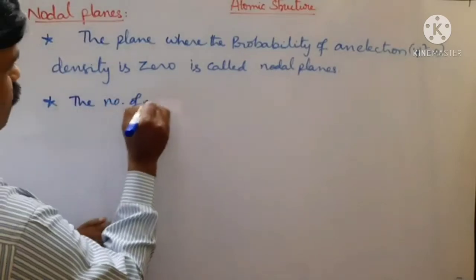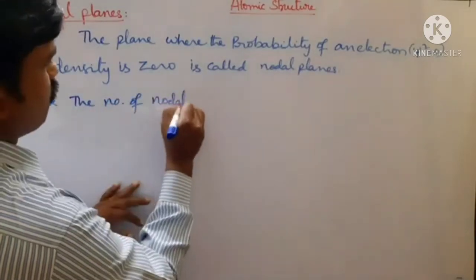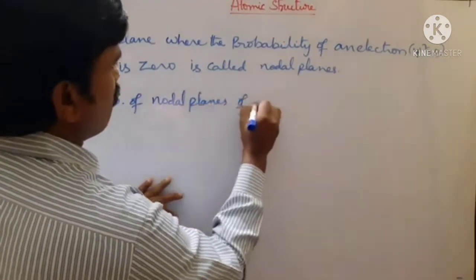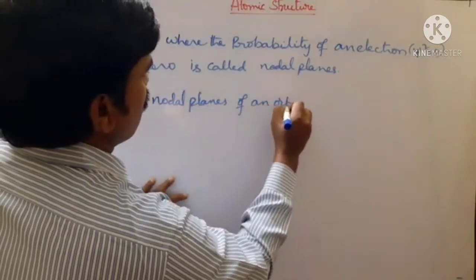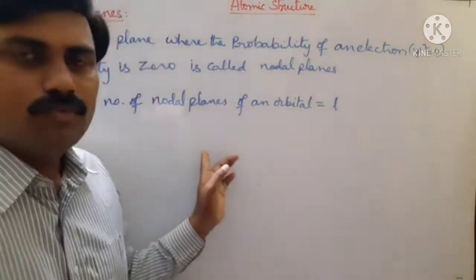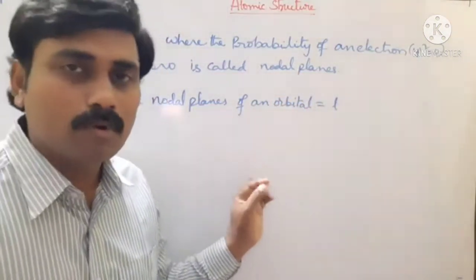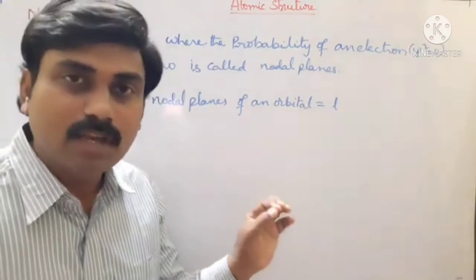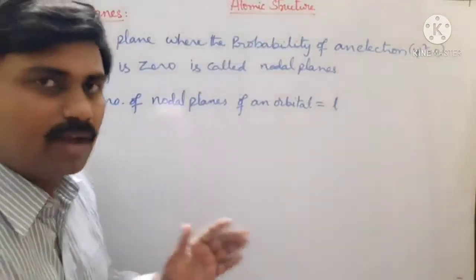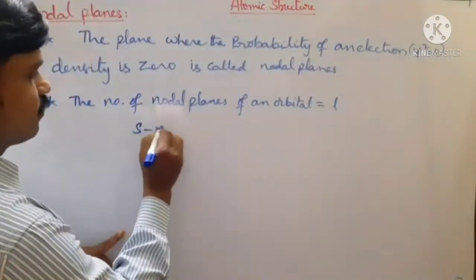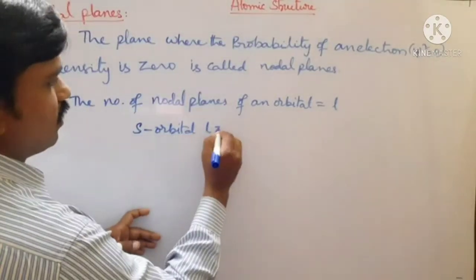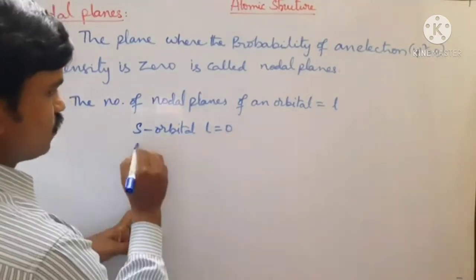The number of nodal planes of an orbital is equal to L. So for calculating the number of nodal planes, we are taking the help of azimuthal quantum number. This is the small L. So nodal plane values for S orbital: for S orbital, nodal plane L is equal to 0.